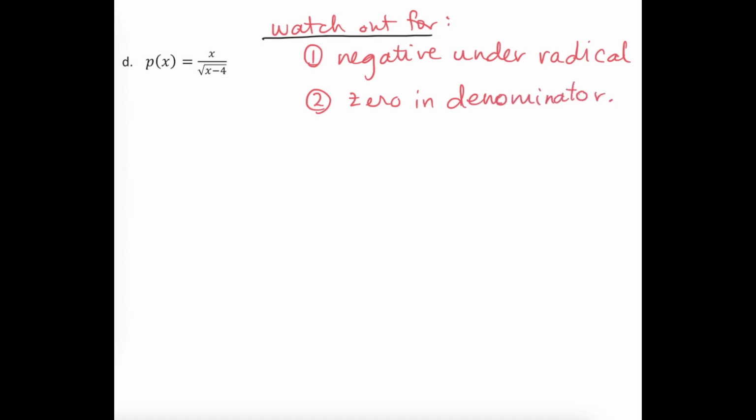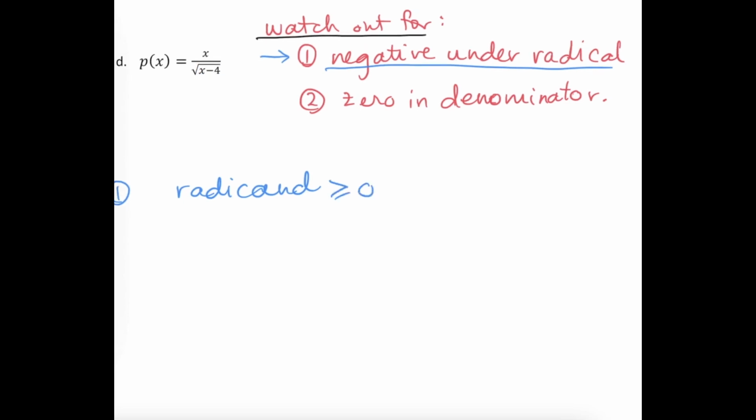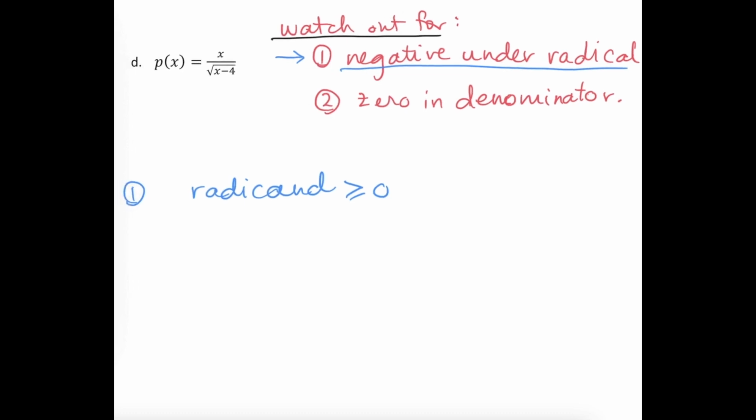So let's just start with the first criteria. We know that we can't have a negative under the radical, and so what that means essentially is that the radicand, remember the radicand is the quantity that's under the radical, so in this case x minus 4, has to be a positive value. If that radical is in the top of the fraction, it could be equal to 0.